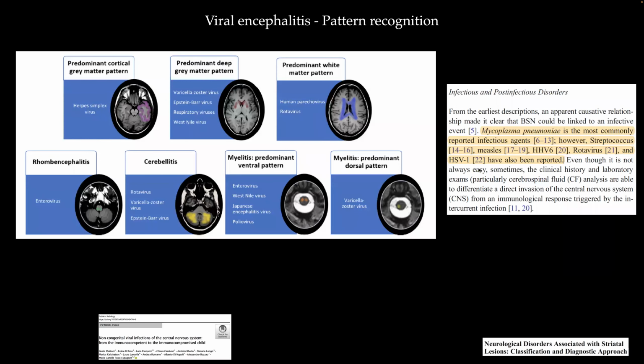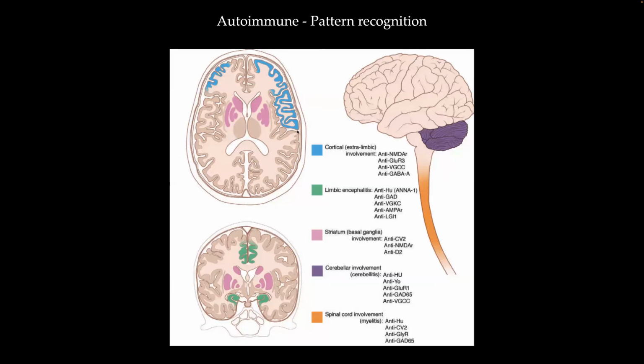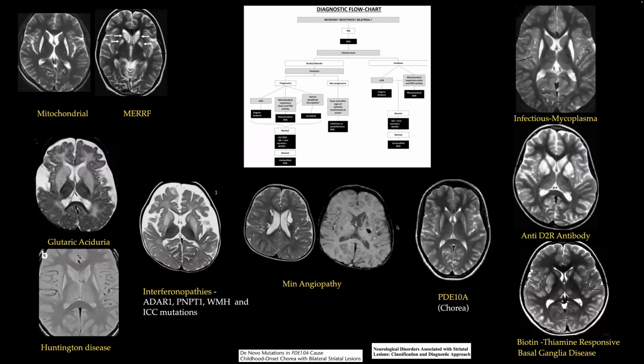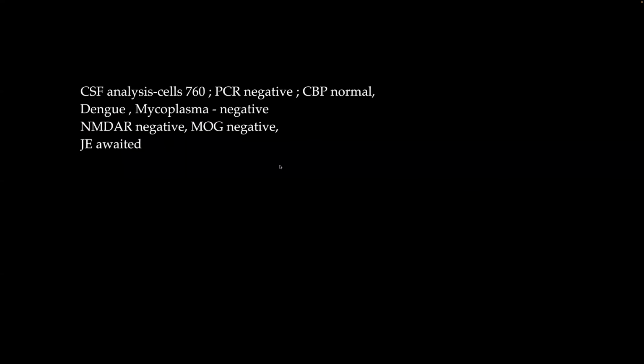So based on the imaging findings, we thought of the possibility of viral infection, as Geeta has stated. Mycoplasma was also one of the considerations. Autoimmune etiologies involving the striatum, such as NMDA, D2, and CV2, are also possible. I think the case is less likely to be an inborn error of metabolism, but these are the differentials for the dorsal striatal abnormalities.